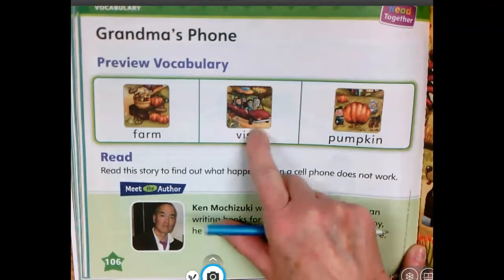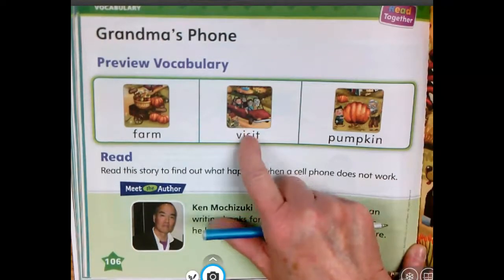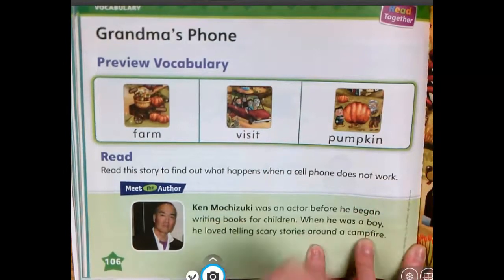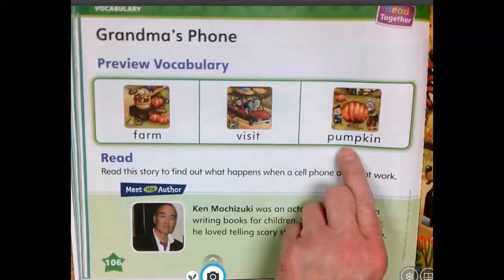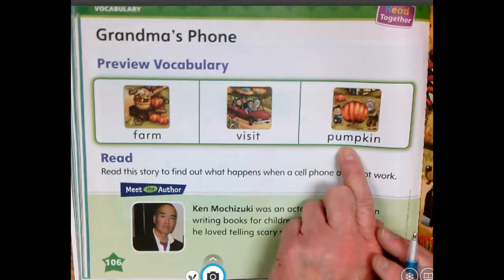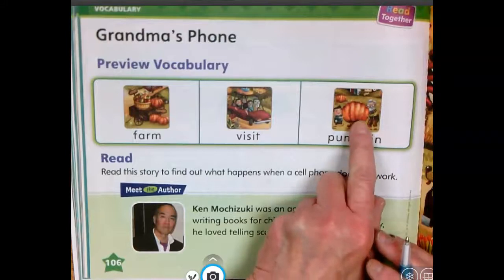Visit. You can see a family in a car driving somewhere. Visit. When you visit, you go to see someone or something. And pumpkin. A pumpkin is a round orange fruit that grows on a vine. And that's a very large pumpkin.